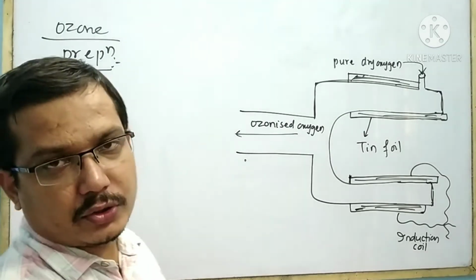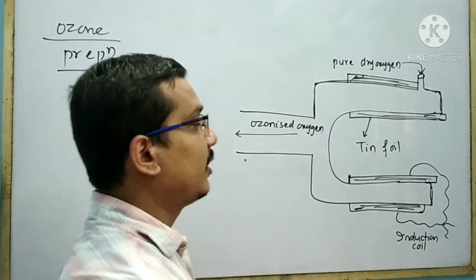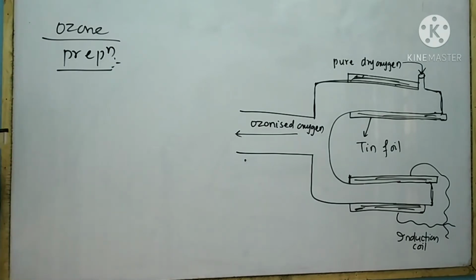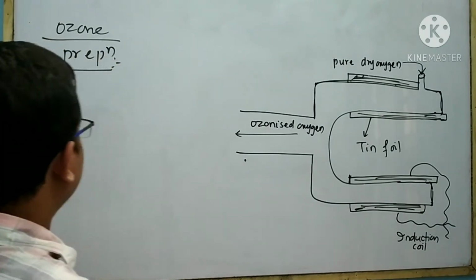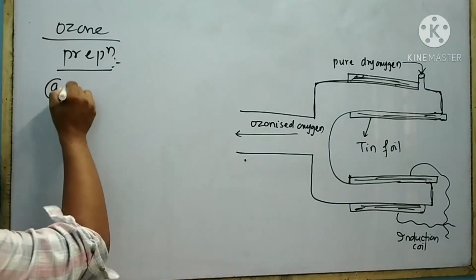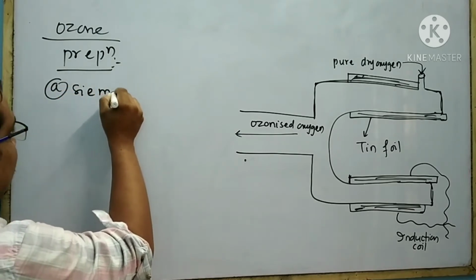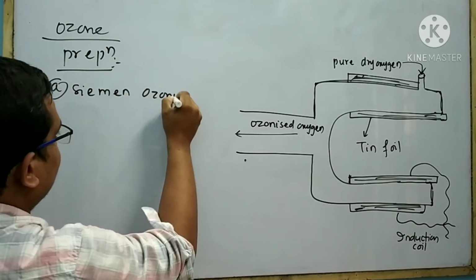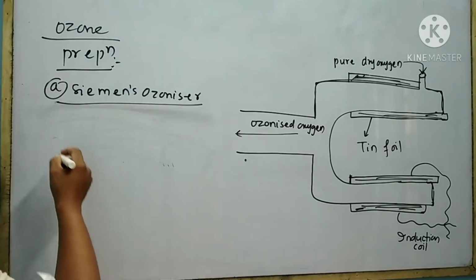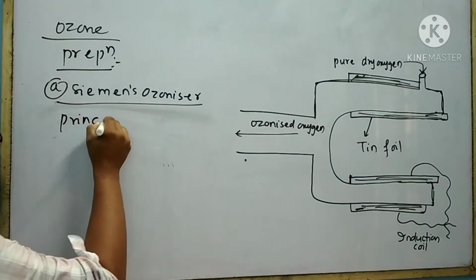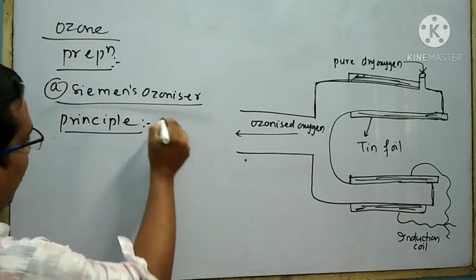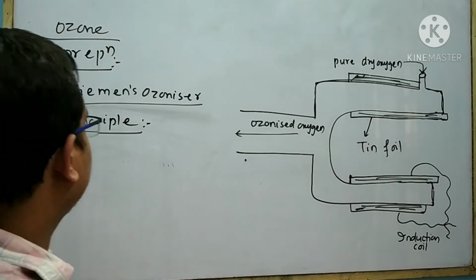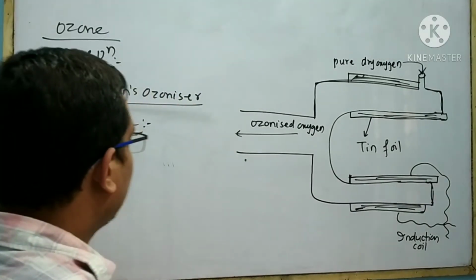Preparation of pure ozone is very difficult. There are two types of ozonizer for the preparation of ozone. Number one is Siemens ozonizer. Next I will discuss the principle of preparation of ozone by Siemens' ozonizer.